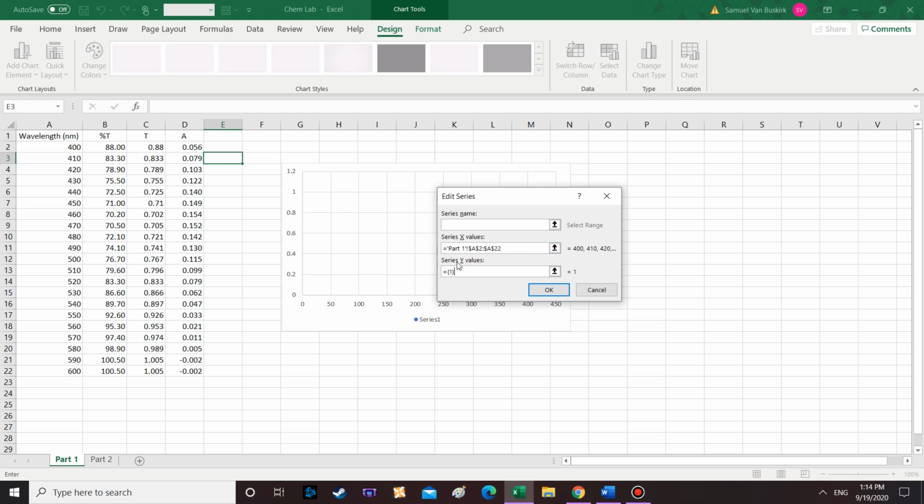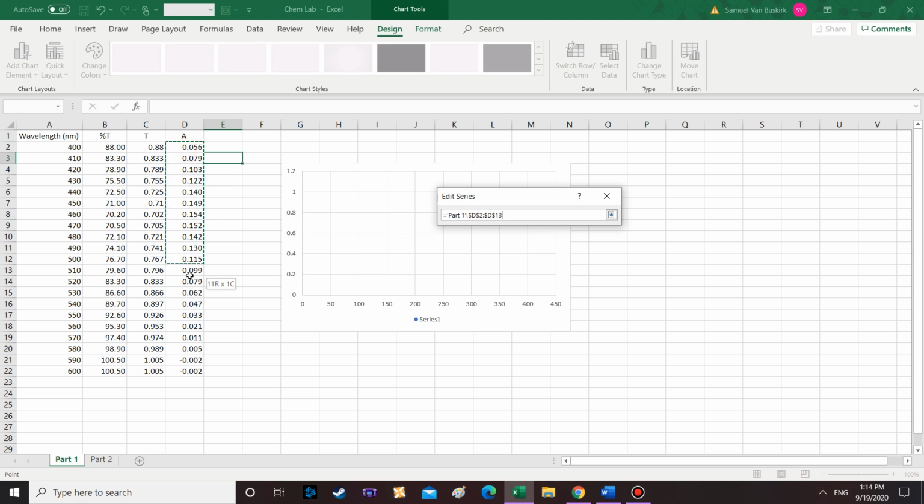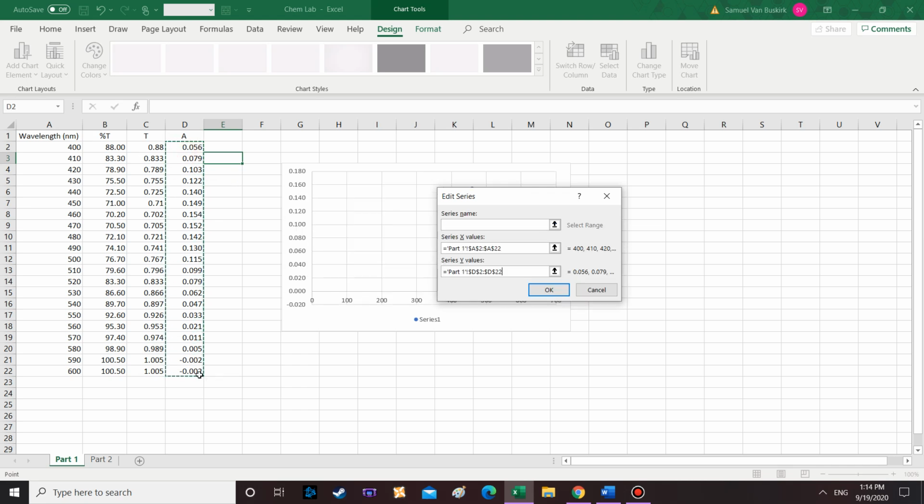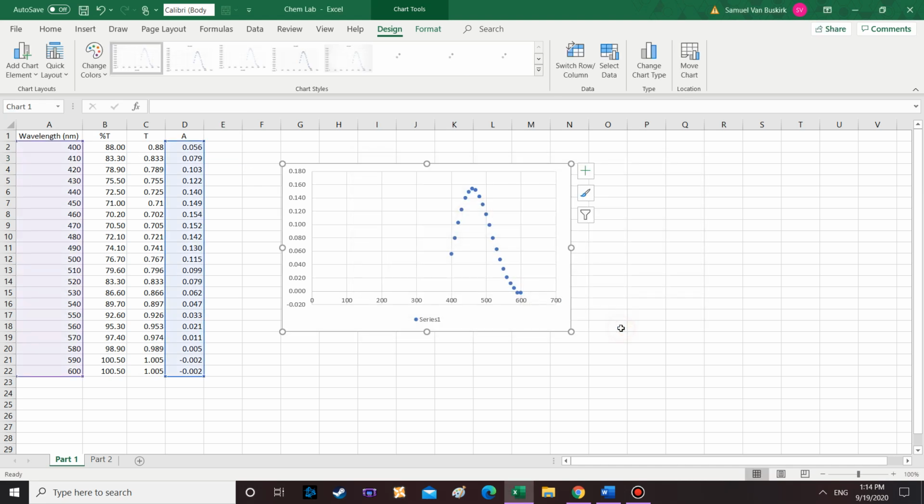So now in the y value box here, we're going to delete this 1, and we want what we measure, our dependent variable, right? What we measured in this part of the experiment was %T. Now, what we really are looking at is absorbance. That was the point of calculating it. So that's what we're going to put on our y value. This plot is going to be wavelength versus absorbance. All right. Okay. And there's our graph.